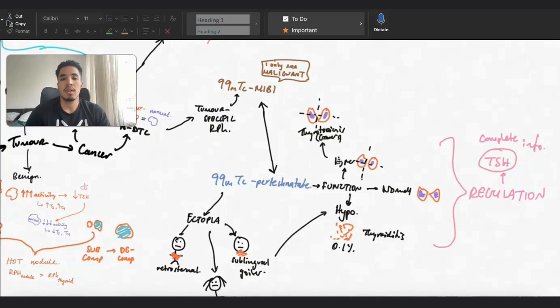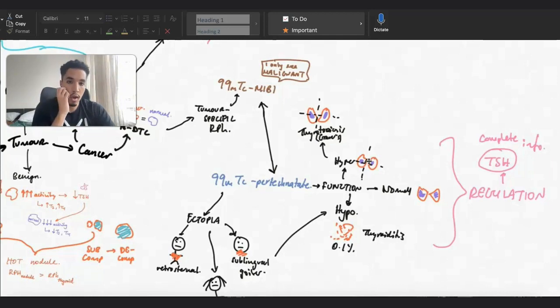And the magic number that we want to be looking at in thyroid gland imaging and uptake is 4%. So anything above 4% is an issue. Anything significantly below 4%, like 0 point something, for example, is hypothyroidism.